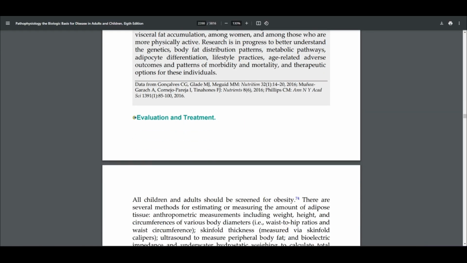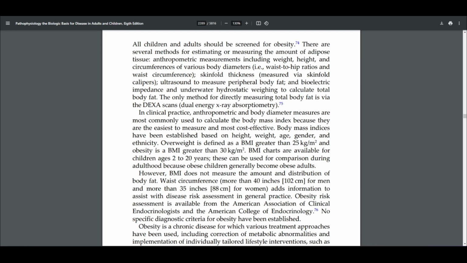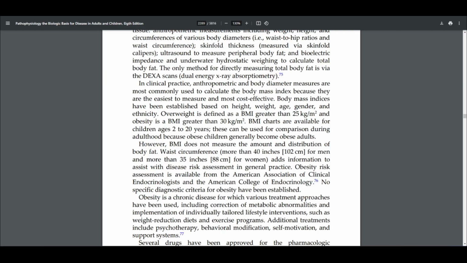So, what is our evaluation and treatment for obesity? All children and adults should be screened for obesity. There are several methods for estimating or measuring the amount of adipose tissue: anthropometric measures including the weight, height, and circumference of various body diameters, skin fold thickness, ultrasound to measure peripheral body fat, and bioelectric impedance and underwater hydrostatic weighing to calculate total body fat. The only method for directly measuring total body fat is via a DEXA scan.